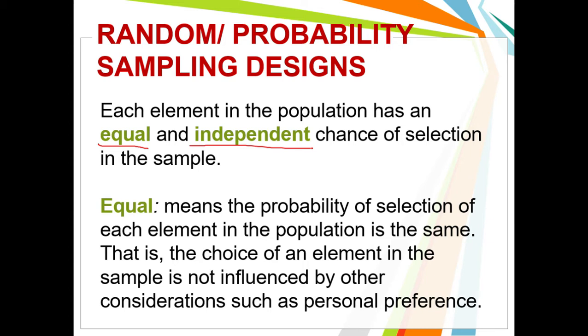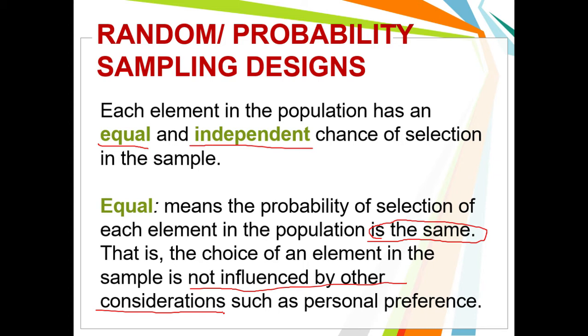Okay? So, anong ibig sabihin ng equal? Okay? Equal means the probability of selection of each element in the population is the same. Kaya equal, the same, pantay, walang lamangan, fair, no? Lahat-lahat ng elements pwedeng mapili. Okay? That is, the choice of an element in the sample is not influenced by other consideration. Okay? So, walang certain criteria. Okay? So, lahat ay may chance na mapili.